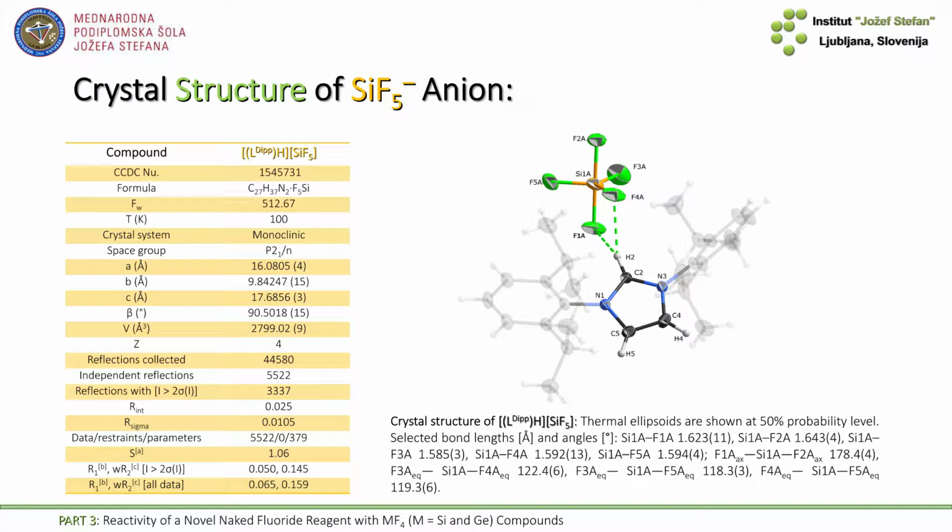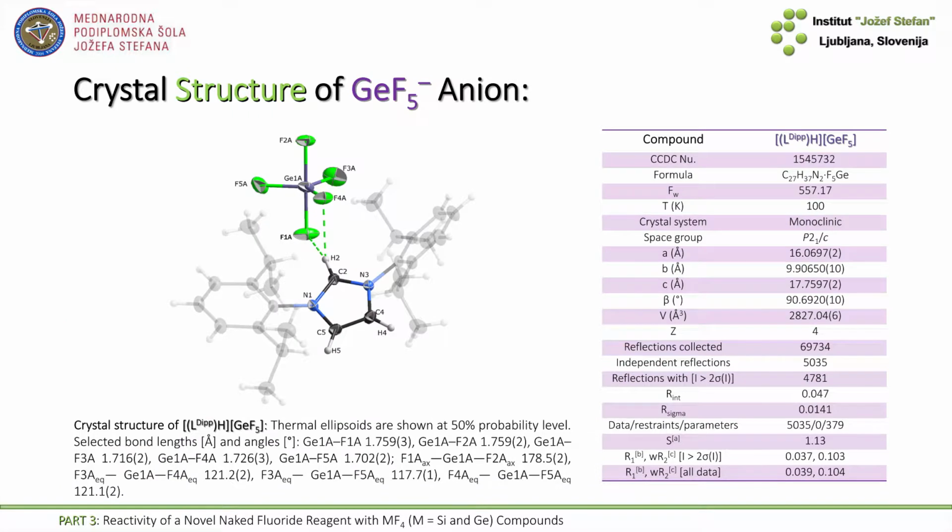This is the pentafluorido silicate anion. This one is not as interesting because there are about a dozen such structural motifs reported in the literature. However, this is the first example of structural characterization of the pentafluorido germanate anion.